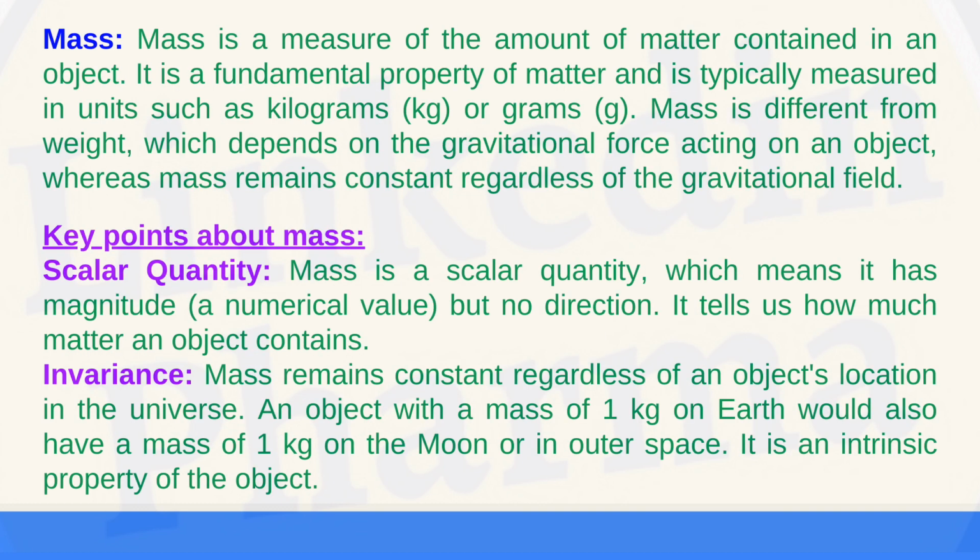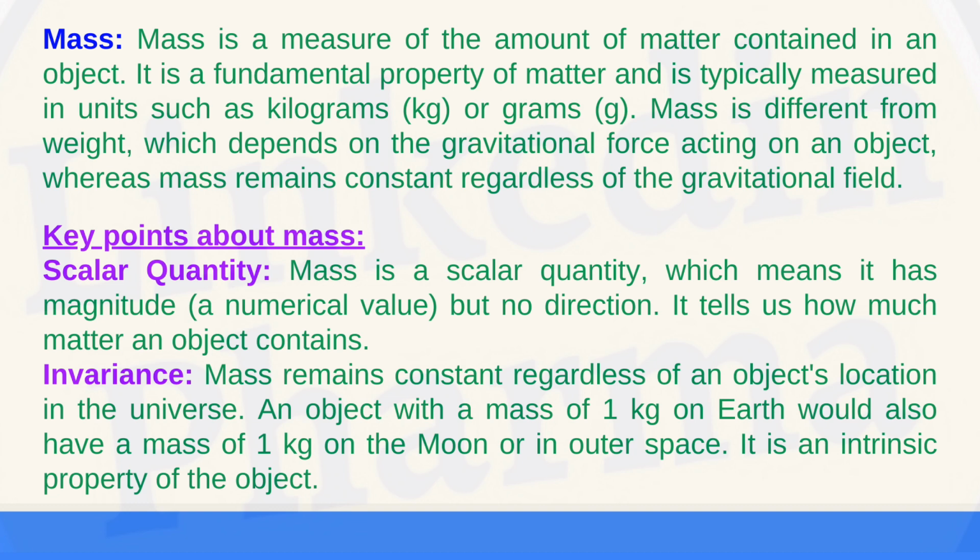Mass. Mass is a measure of the amount of matter contained in an object. It is a fundamental property of matter and is typically measured in units such as kilograms or grams. Mass is different from weight, which depends on the gravitational force acting on an object, whereas mass remains constant regardless of the gravitational field. Key points about mass.